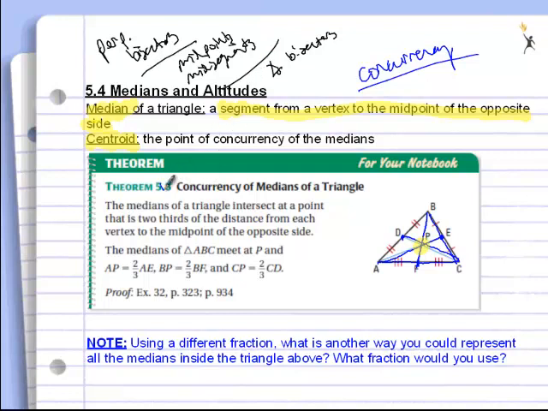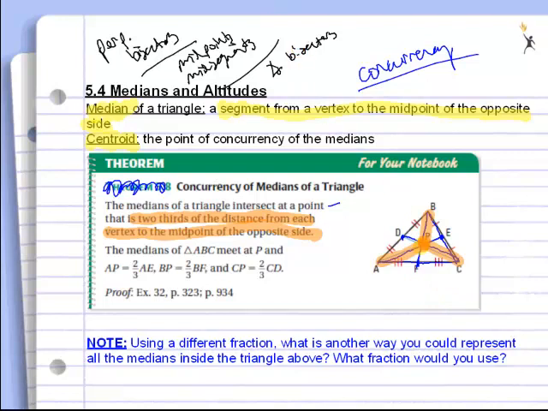Theorem 5.8, and again, you don't necessarily need to remember that number, is the concurrency of medians theorem. It says that the medians of a triangle intersect at a point. We already know that. The point is 2/3 of the distance from each vertex. Let me say that again. The point is 2/3 of the distance from each vertex to the midpoint of the opposite side. Meaning, P is 2/3 of the way from B to F. P is 2/3 of the way from A to E. P is 2/3 of the way from C to D.